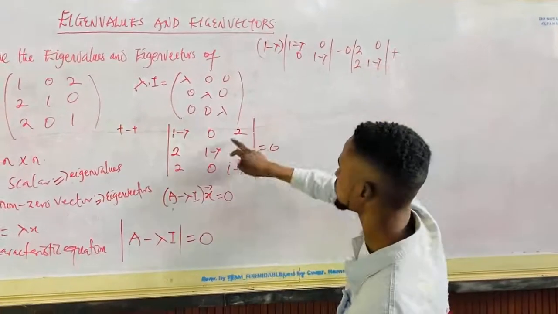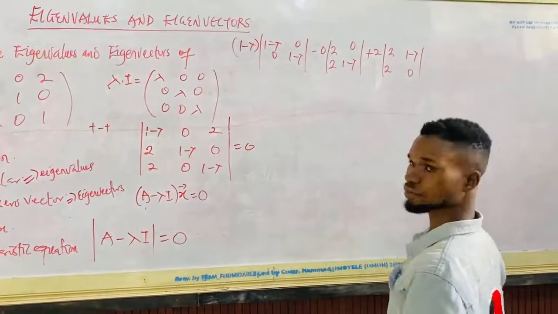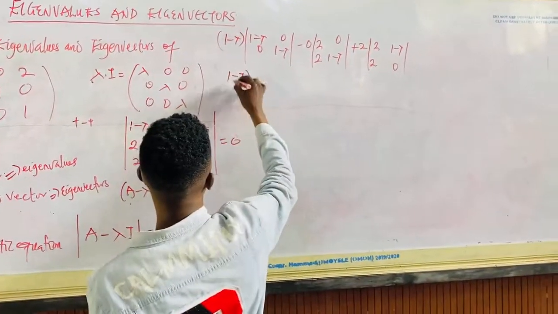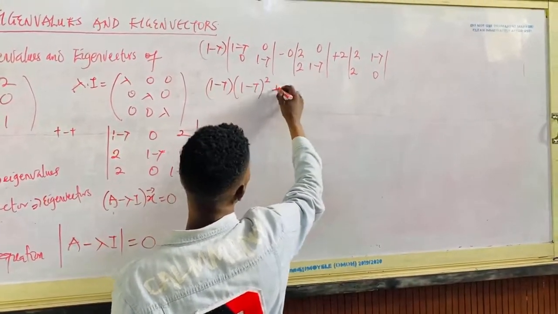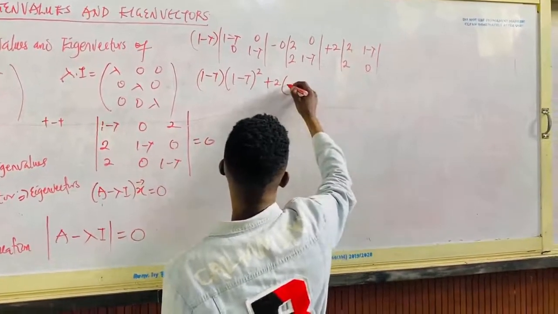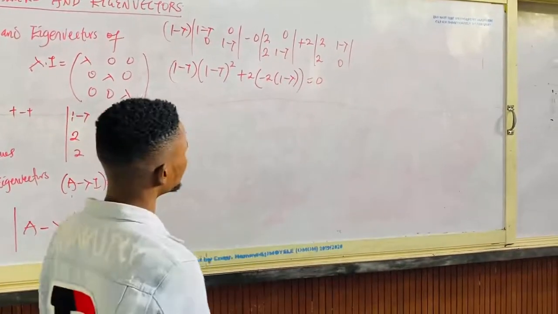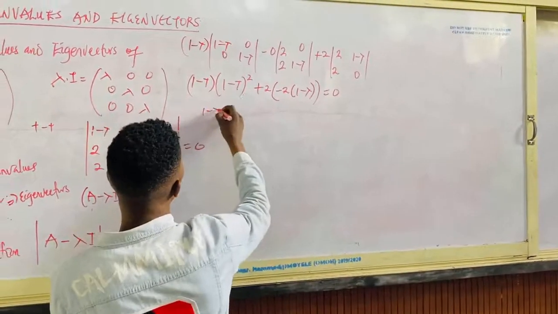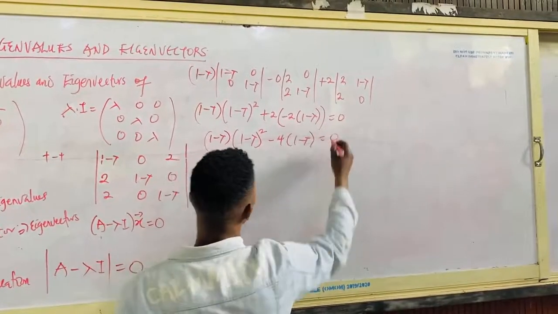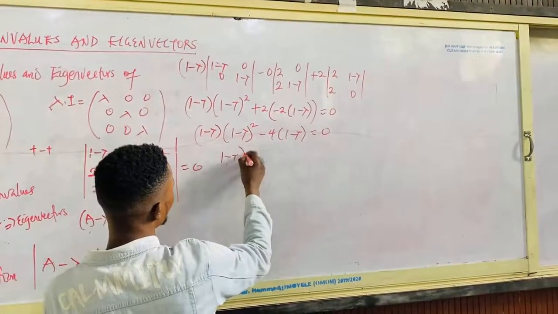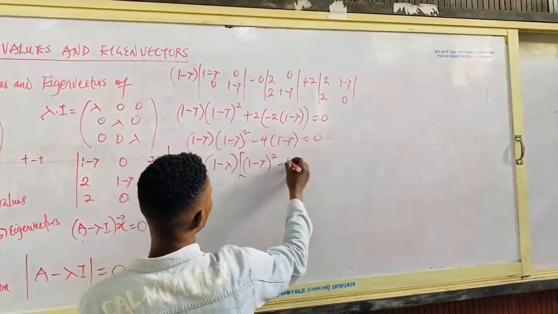Plus 2, 2, 2, 1 minus lambda, 0. So that means 1 minus lambda, then 1 minus lambda all squared. This is 0 plus 2 times 0 minus 2 times 1 minus lambda, equal to 0. Now from here that gives 1 minus lambda times 1 minus lambda all squared, minus 4 times 1 minus lambda, equal to 0. Now 1 minus lambda is a common factor. We take it as 1 minus lambda times (1 minus lambda all squared minus 4) equal to 0.